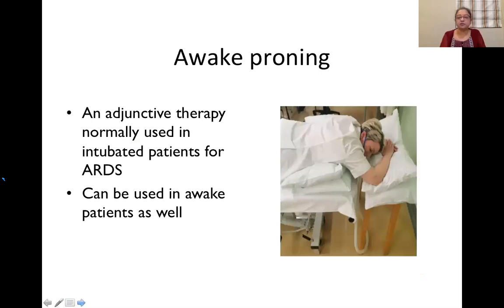Nothing gets over without discussing awake proning and oxygen; we know more about it than we ever did with ARDS. Always we knew that proning was a method of... COVID has taught us that it is an adjunctive therapy which is normally used in ARDS but can be used in awake patients as well, irrespective of how much oxygen they are on.